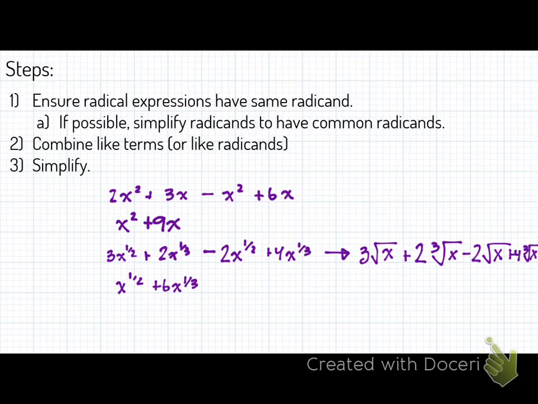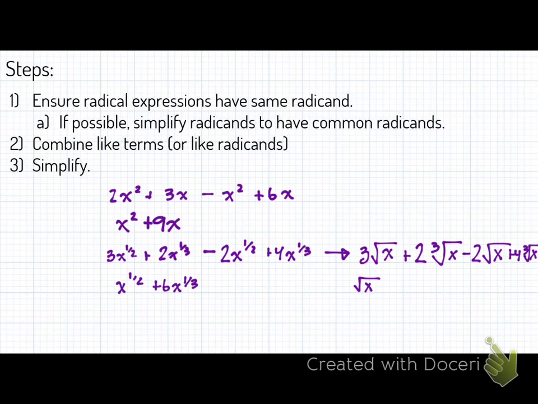Okay, let's look at this. Let's combine like radicals. What's 3 square root of x minus 2 square root of x? 1 square root of x. Good, just square root of x or 1 square root of x. You could put a 1 here, but it's redundant. We don't have to put a 1 because we already know there's a 1 there. It's like 1 of anything is itself. Okay?